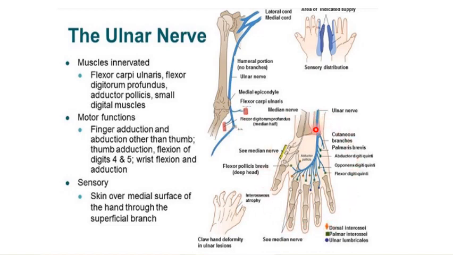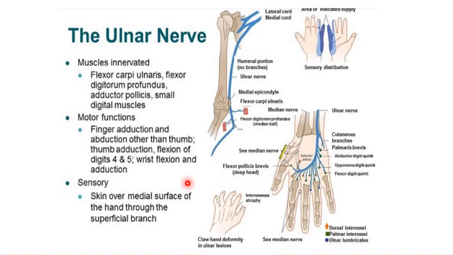and most of the intrinsic muscles of the hand, that is the palmaris brevis, the hypothenar muscles, the abductor digiti minimi, opponens digiti minimi, flexor digiti minimi, all the palmar interossei, all the dorsal interossei, third and fourth lumbricals, and two thenar muscles, that is the adductor pollicis and the deep head of the flexor pollicis brevis as well.